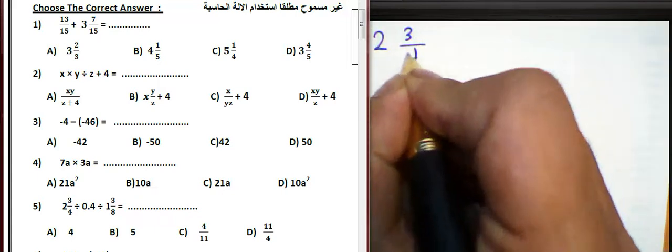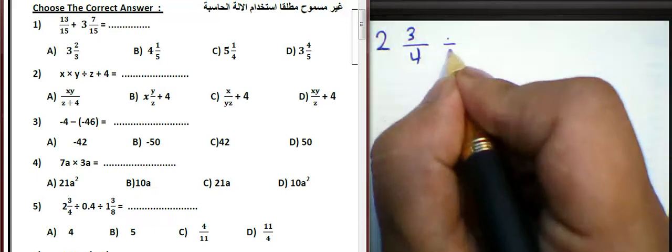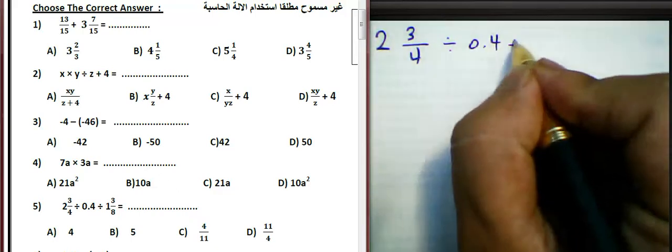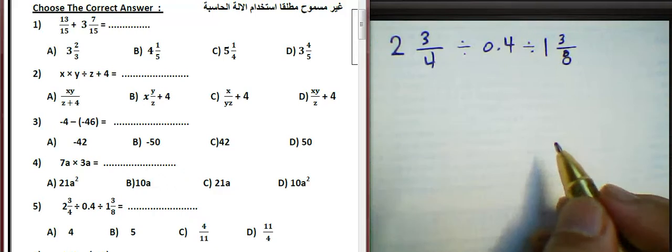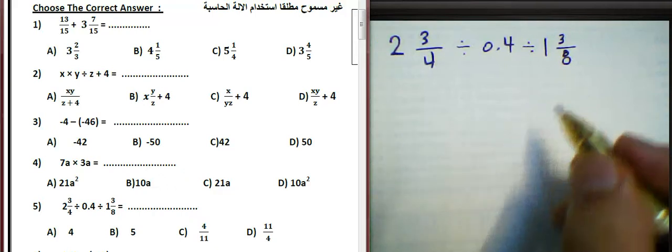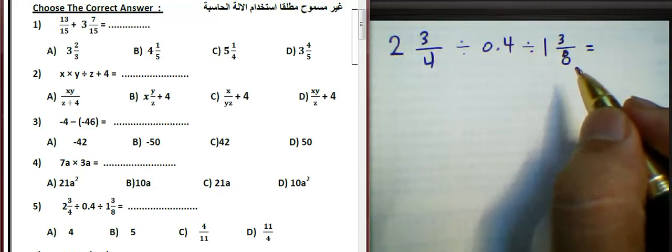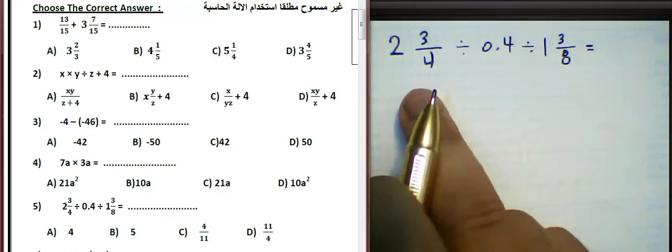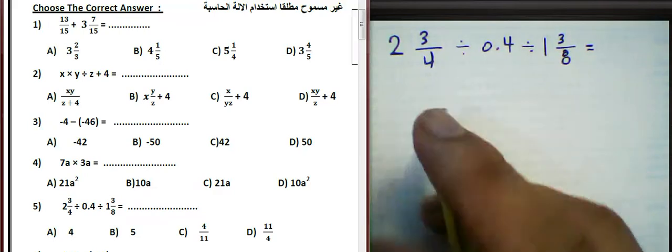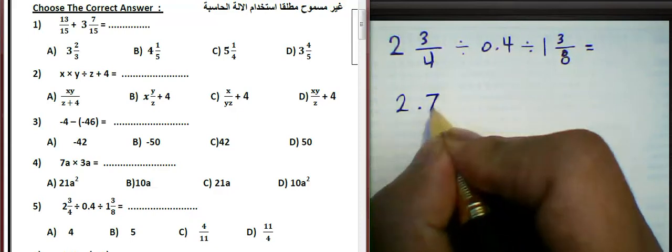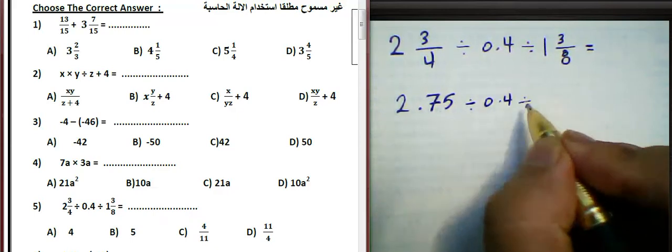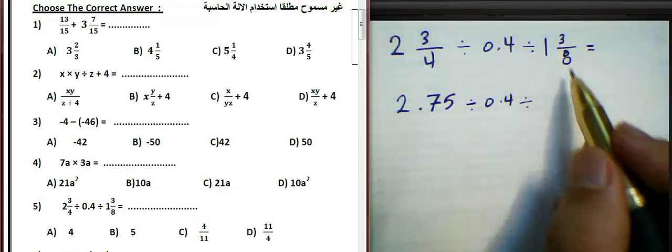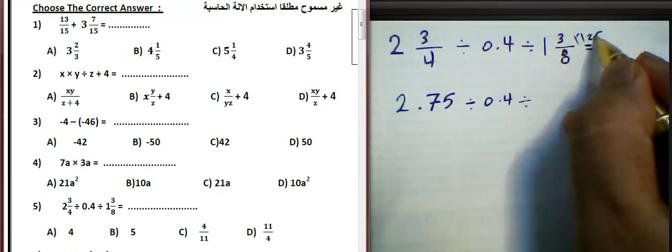Question number 5. 2 and 3 over 4 divided by 0.4 divided by 1 and 3 over 8. First, we can solve this example by two methods. First step, we can convert from mixed number to decimal number. 2 and 3 over 4 will be 2.75, divided by 0.4 divided by 1 and 3 over 8. We can convert 3 over 8 by multiplying numerator and denominator by 125.